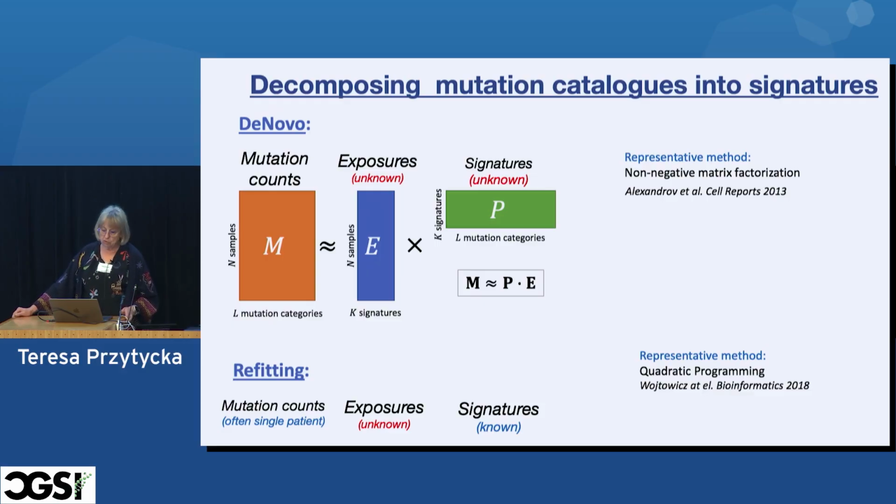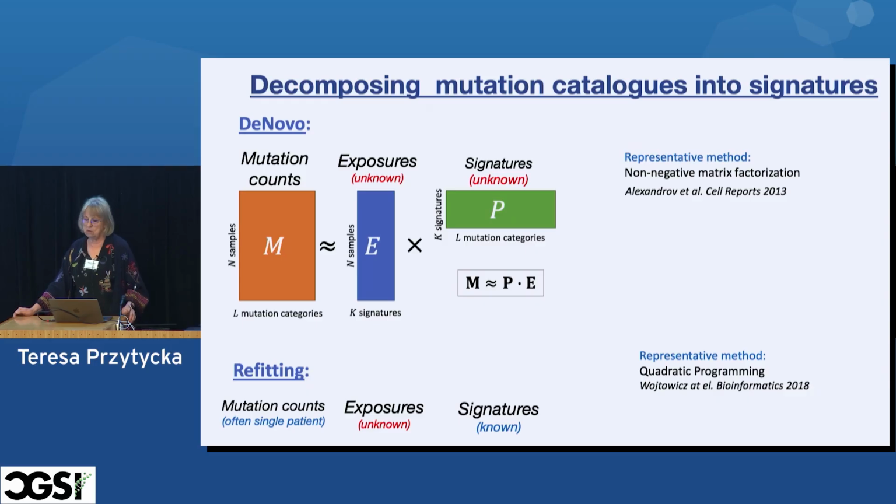How do we infer those mutational signatures? Mutational signatures are really, I would like to draw the parallel to last week's talk, when she explained how bulk expression can be decomposed into cell types. Similarly, we can have bulk mutations, and we would like to decompose them into signatures. So there are, again, two main approaches. One is where we assume that we do not have prior knowledge about signatures. So this is the de novo inference.